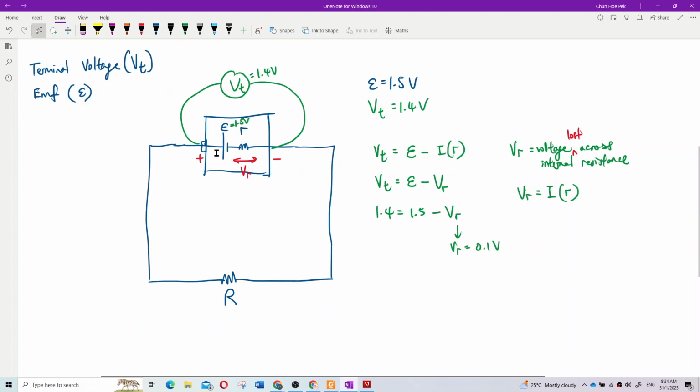Look at here. So how much voltage does the battery get? If we also put a voltmeter over here, this voltage is the voltage across external resistance. So how much voltage do you think the resistance gets?